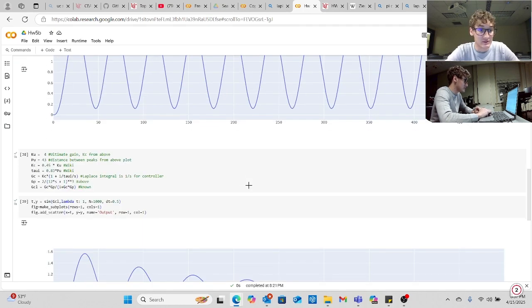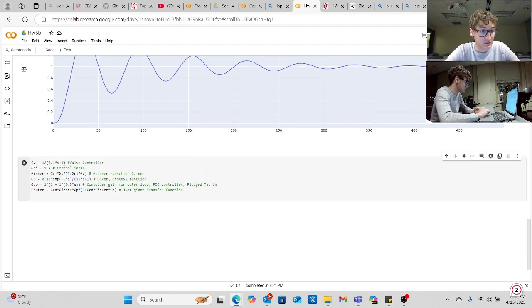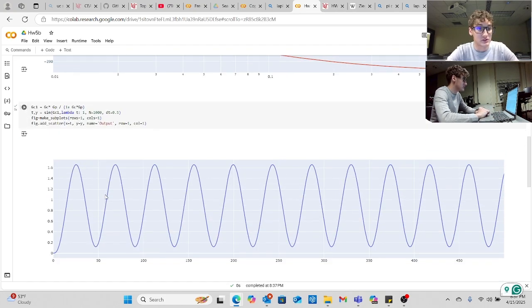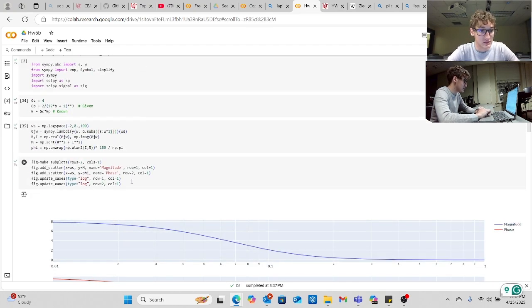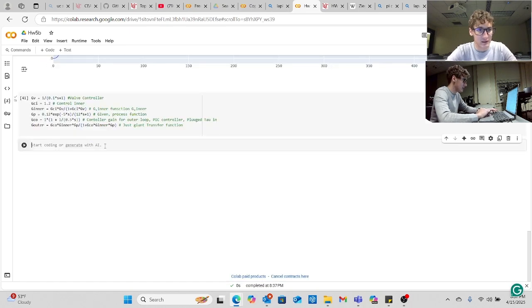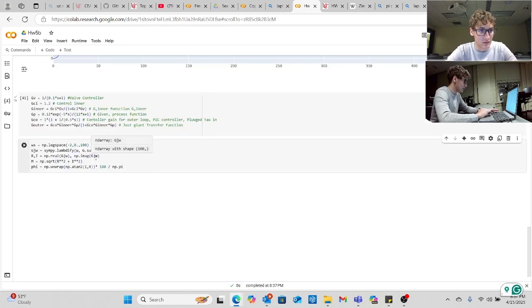So we're going to be adjusting GCO, our outer controller gain, because the inner controller gain is already set. We want to tune the overall system, not the internal workings. As you can see, we have 1 right now, and we're going to change that value. Let's copy and paste all of this, because it is, yet again, very similar.